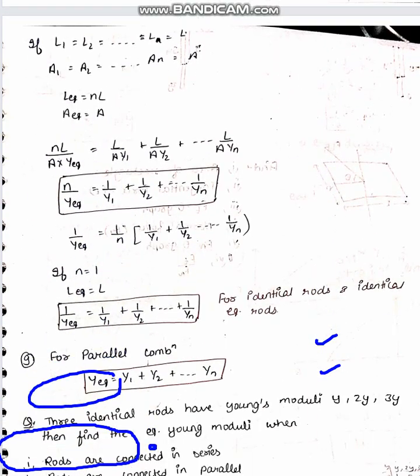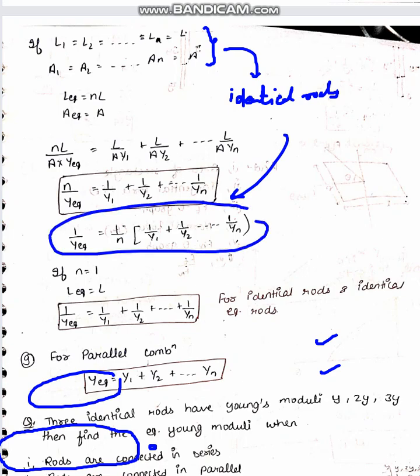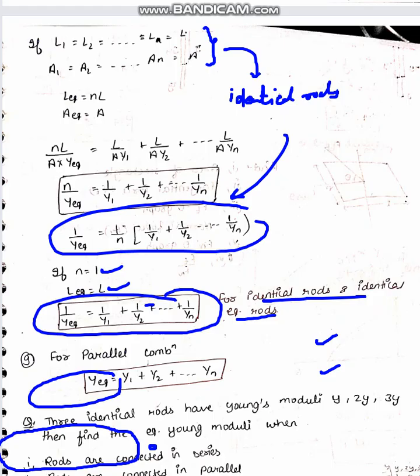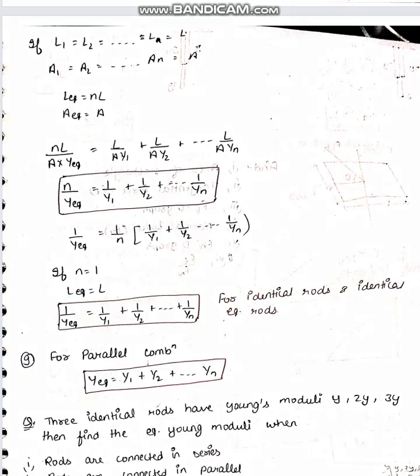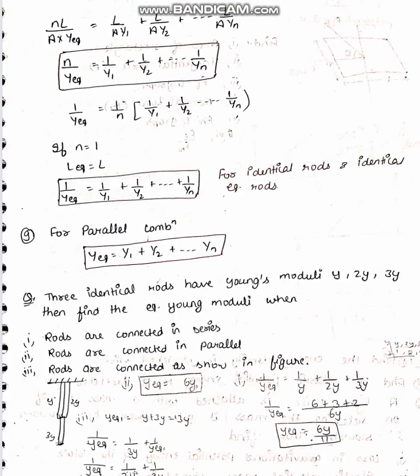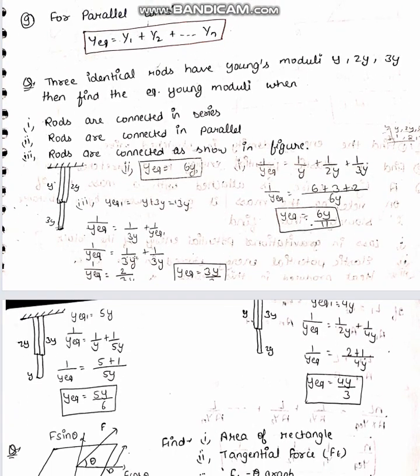Now we have a special case: if lengths are equal and areas are equal, that means we have identical rods. In the case of identical rods we have this relation, or this 1 by Y equivalent is equal to this. However, if n is 1 and L equivalent is L, then we have 4 identical rods with identical dimensions. Young's modulus is added in the same way as spring constants are added. In this way we can find the equivalent Young's modulus. Then we have parallel combinations, so these are added in a straightforward way.